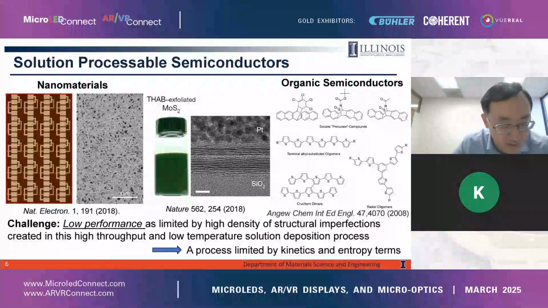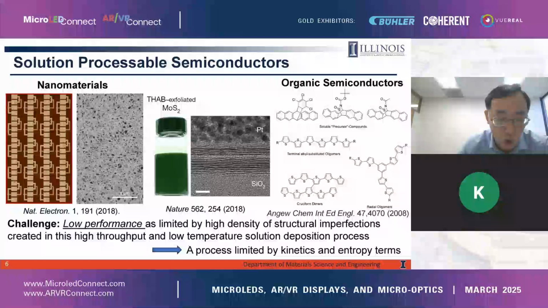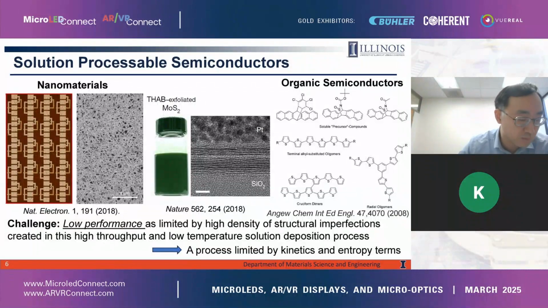But they all share a common challenge, especially within the framework of application together with inorganic micro LEDs. Those solution processable semiconductors typically have relatively low performance, limited by the high density of structural imperfections created in this low temperature solution deposition process. This is basically limited by kinetics and entropy terms in thermodynamics. So in a certain sense, it is a fundamental material science problem.